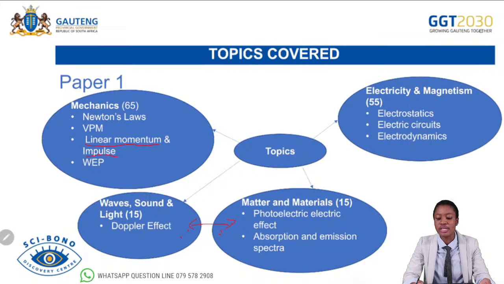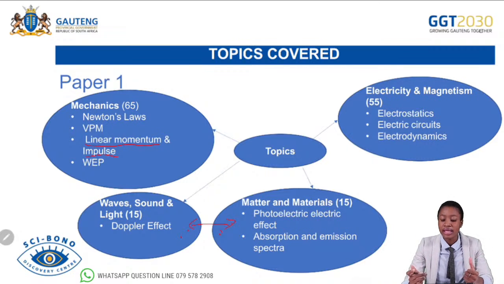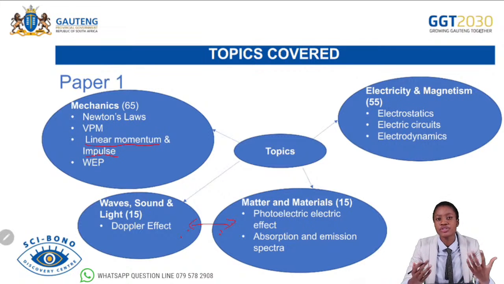And lastly, we have electricity and magnetism. This is the second biggest chunk of the whole paper. It counts out of 55 marks, and you'll be dealing with electrostatics, electric circuits and electrodynamics. When we're talking about electrostatics, we're basically talking about charges and Coulomb's law, and we will get to that within these sessions.